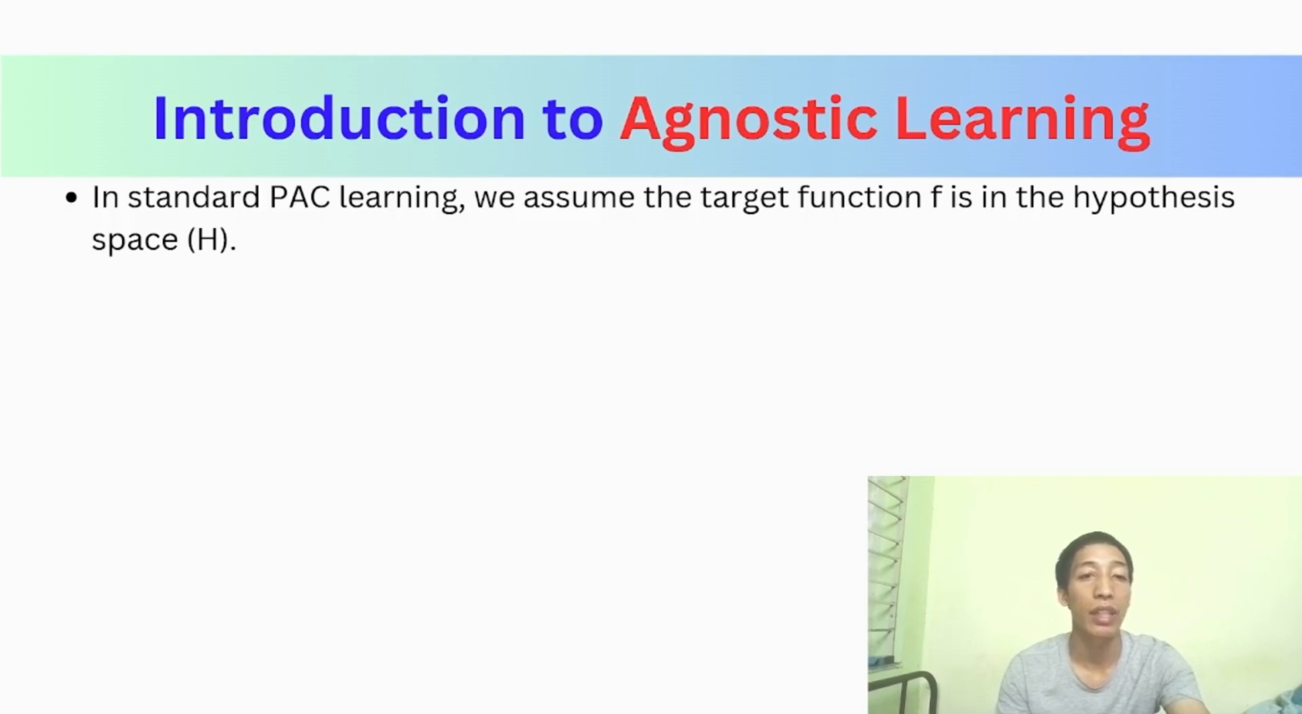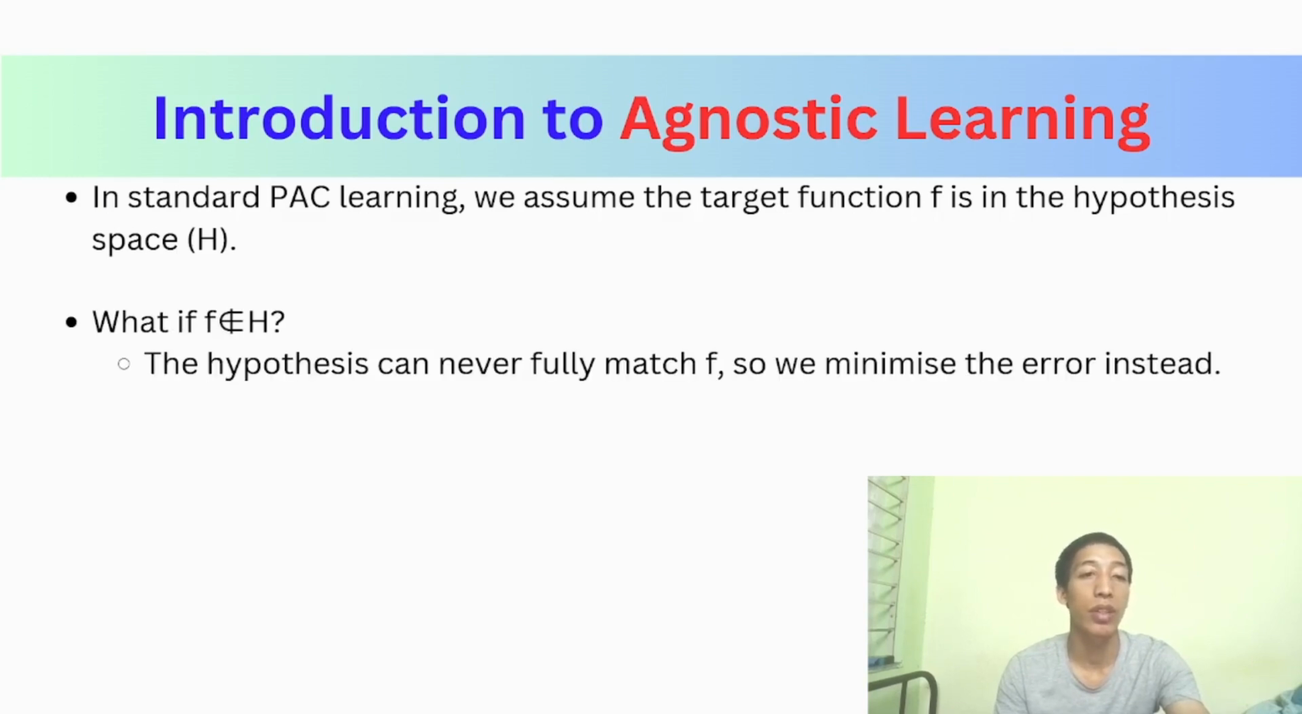In traditional PAC learning, we assume that the target function f belongs to the hypothesis space H. However, in real world scenarios, this assumption is often unrealistic. The true function may be far more complex than any function in our hypothesis space.